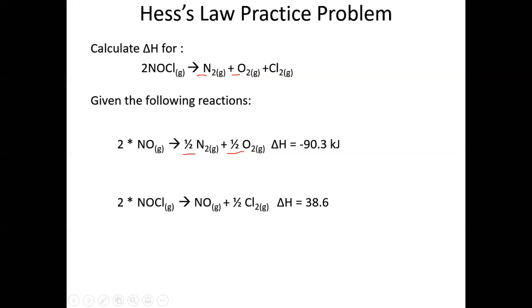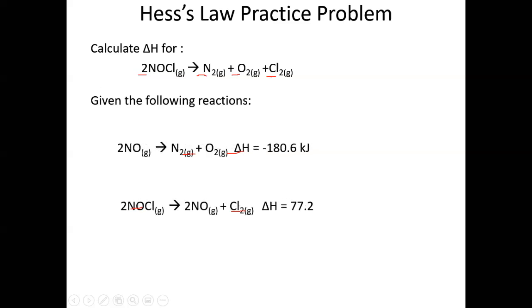Now for the second equation, we also have to multiply by 2 because here NOCl has a coefficient of 1, but in the equation we want, NOCl has a coefficient of 2. Cl2 in the equation we want has a coefficient of 1, and in the equation we have, it has a 1/2. So the second equation has to be multiplied by 2 as well to get the correct coefficients. So now we've multiplied both equations by 2.